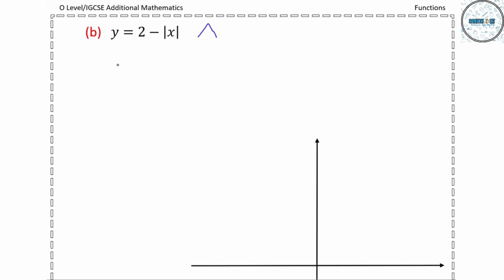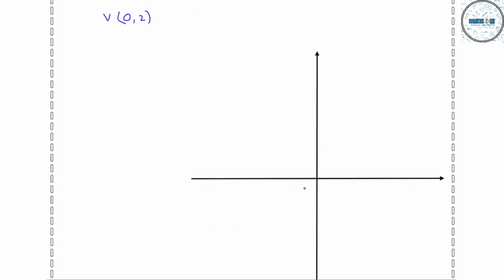Now we will do the same thing. We will first take out the vertex. For the vertex, we equate the expression in the absolute sign to 0. So here x is equal to 0. When we substitute 0 here, we get the y value as 2. So 0, 2 is the vertex. We'll mark this point on the grid.